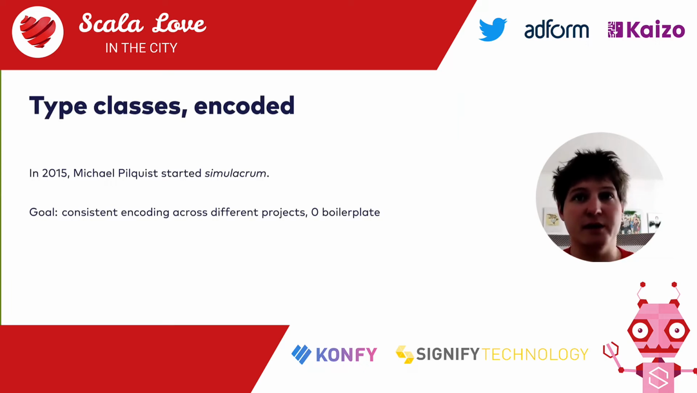In 2015, Michael Pilquist, who is also a member of Typelevel, started the Simulacrum project. His goal for this project was to have a consistent encoding of type classes across different projects with zero boilerplate, or at least as little boilerplate as possible. Because at the time, there were a few projects in Typelevel that had various different encodings or slightly different encodings of type classes, and they worked slightly differently. So he thought, let's standardize on one thing. And that's what he did.